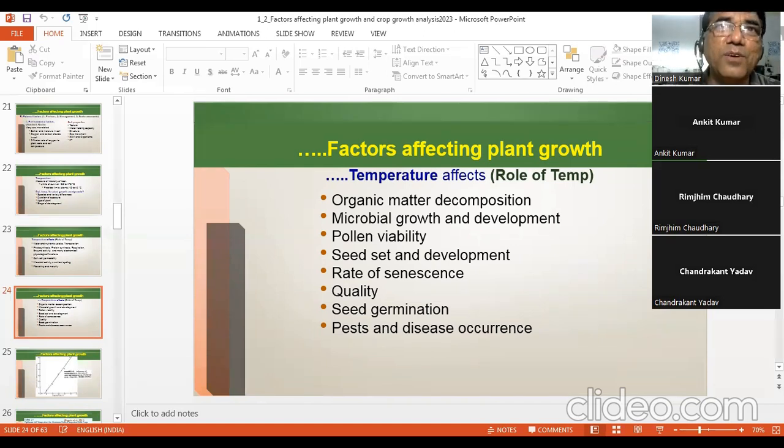It is also interesting that on the one side, we need optimum temperature for better growth of the plants at different phenological phases. But those optimum temperatures which are good for the plant can also be good for pests and diseases. So indirectly, there is quite an interesting interaction between temperature and pest and disease occurrence.